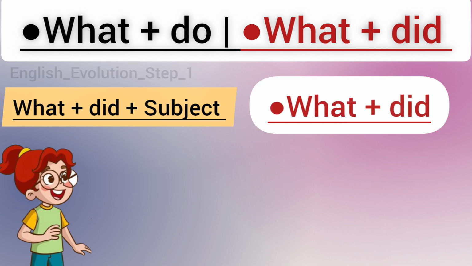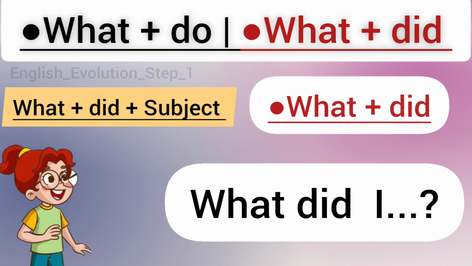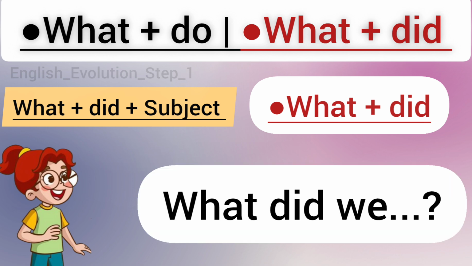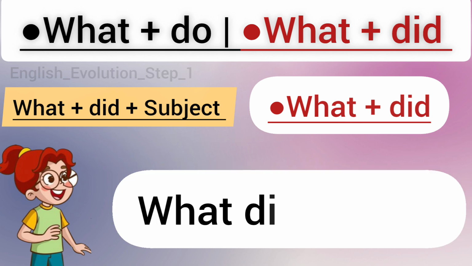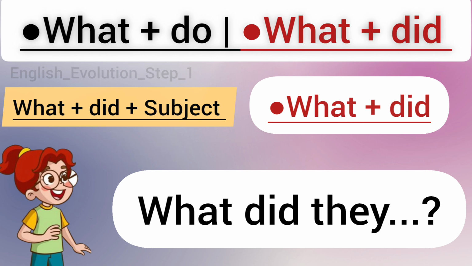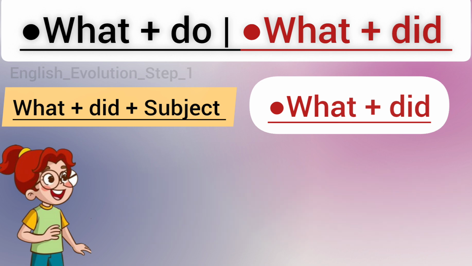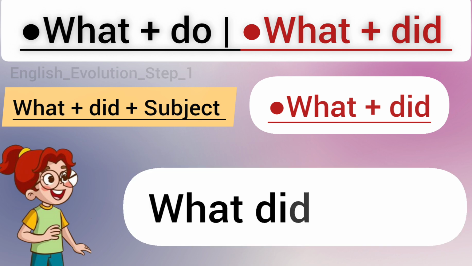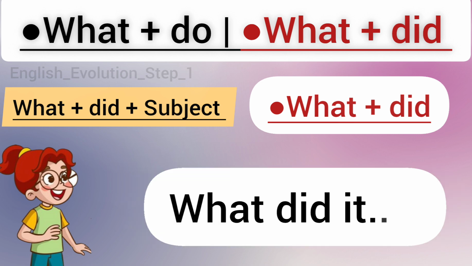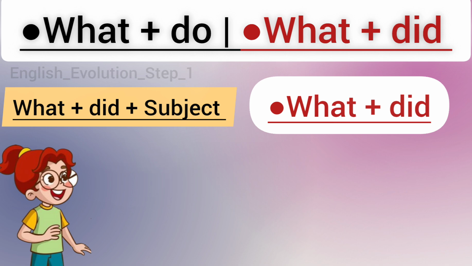What did plus subject? For example, what did I? What did we? What did you? What did they? We go forward now, you remember. In the simple past all the subjects go with did. So, we say, what did he? What did she? What did it? What did plus all the subjects, right?